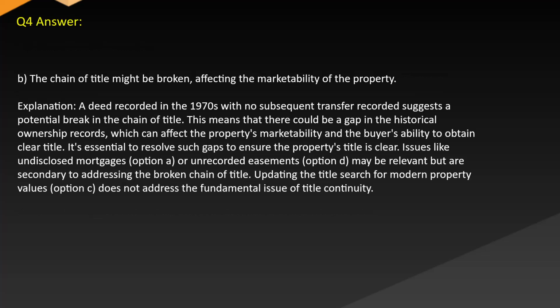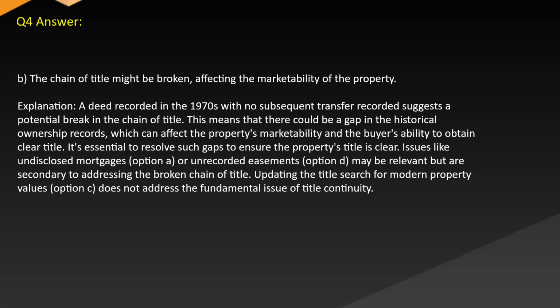Answer: B. The chain of title might be broken, affecting the marketability of the property. Explanation: A deed recorded in the 1970s with no subsequent transfer recorded suggests a potential break in the chain of title. This means that there could be a gap in the historical ownership records, which can affect the property's marketability and the buyer's ability to obtain clear title. It's essential to resolve such gaps to ensure the property's title is clear.